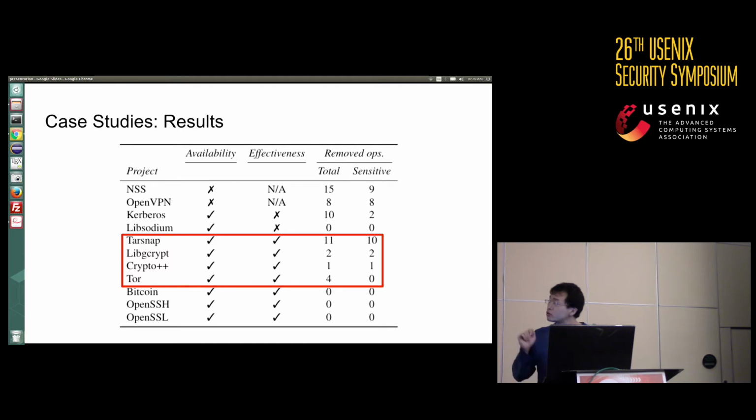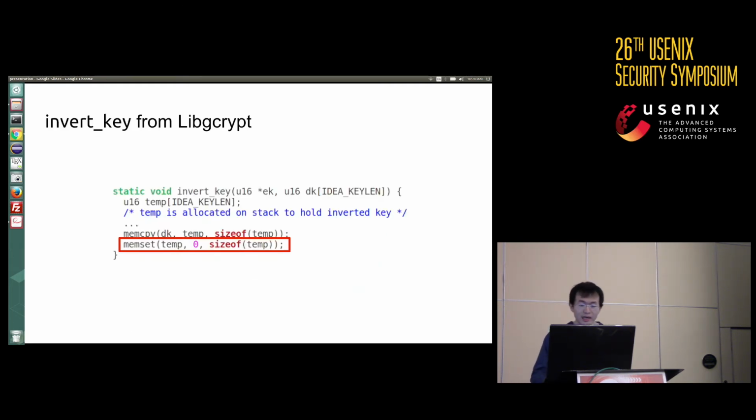Besides, we found four other projects didn't use their reliable scrubbing function consistently. And in some cases, the unscrubbed data is actually sensitive. For example, this is a case from Libgcrypt. And in this case, a direct call to memset is used to scrub sensitive data, even though Libgcrypt does have a reliable scrubbing function.